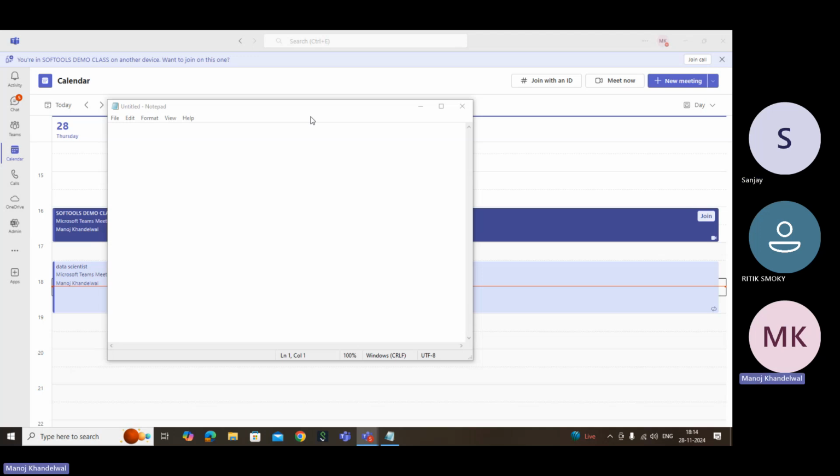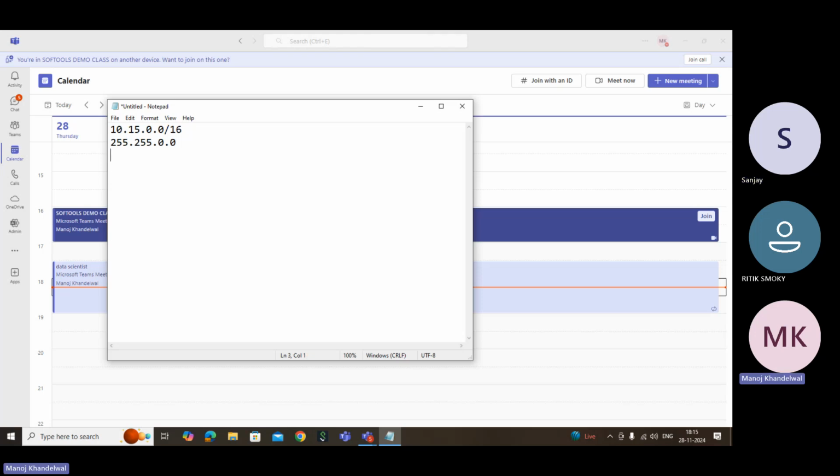Then what we will do, we want 10.15.0.0 slash 16. The subnet mask is 255.255.0.0.